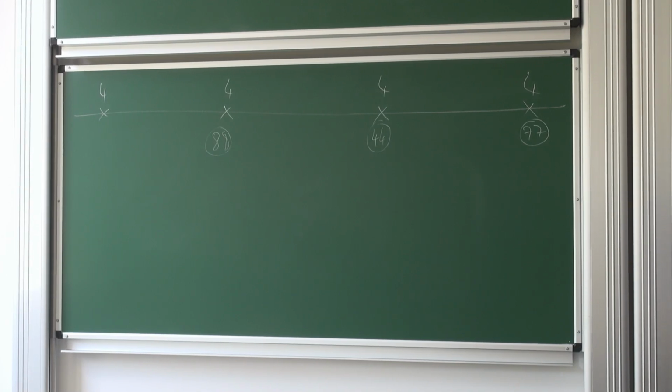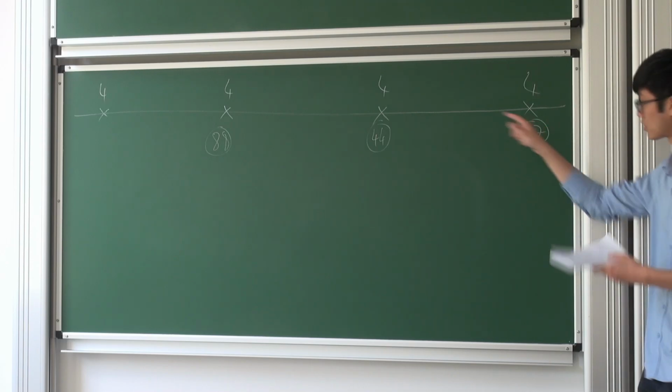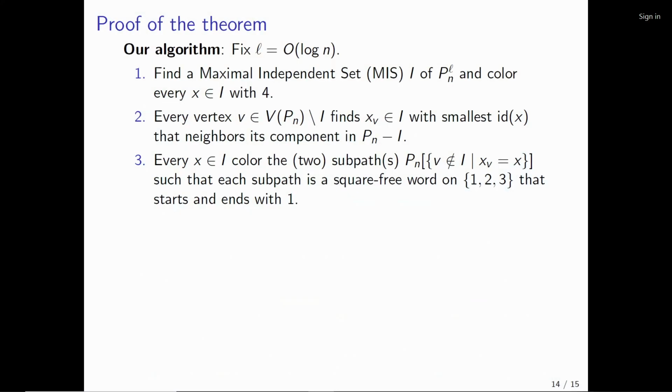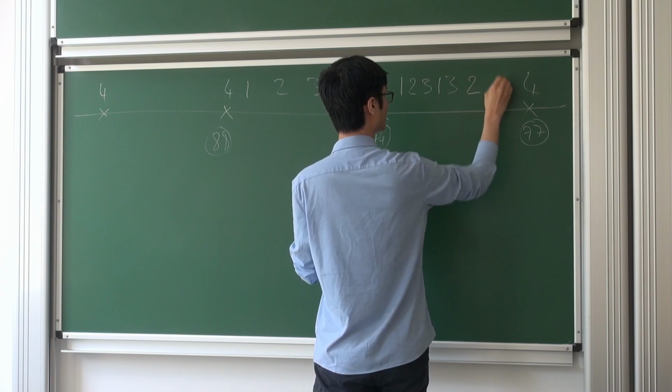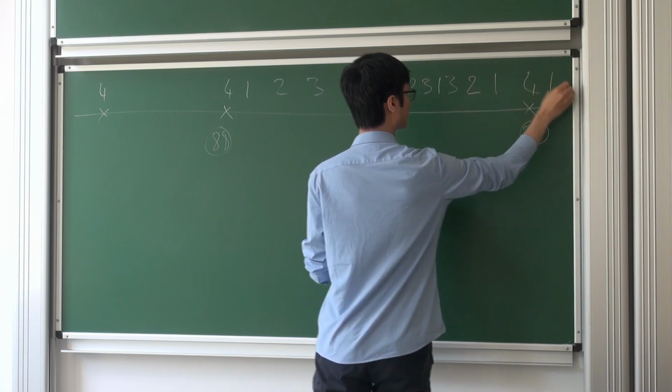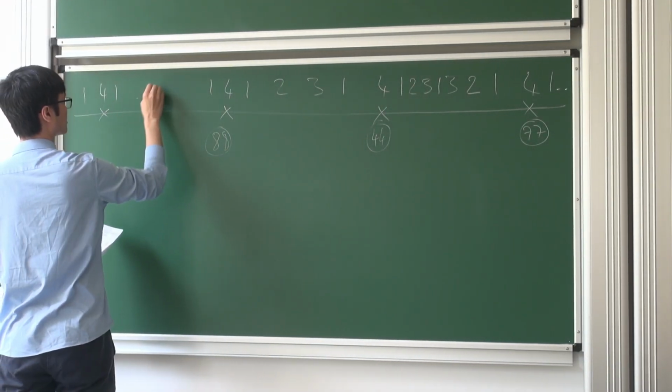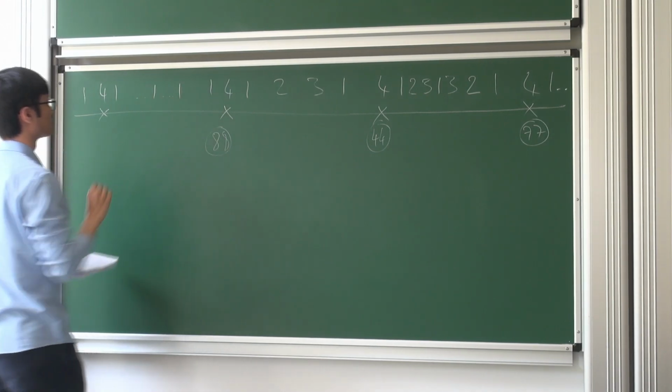Now, in the middle here, I will color this with some square-free words, as I claimed before, the one that starts with, let's say, 1 and also ends with 1. So let's say that here I have something like 1, 2, 3, 1. Here I want something like 1, 2, 3, 1, 3, 2, 1. There's a 1 here, a 1 here, a 1 here, and maybe there's also a 1 here in the middle.